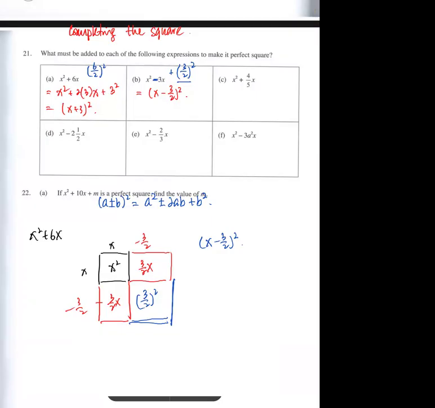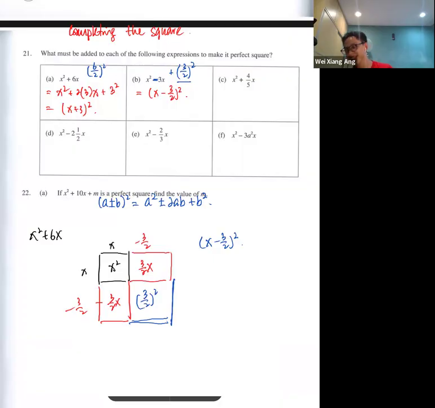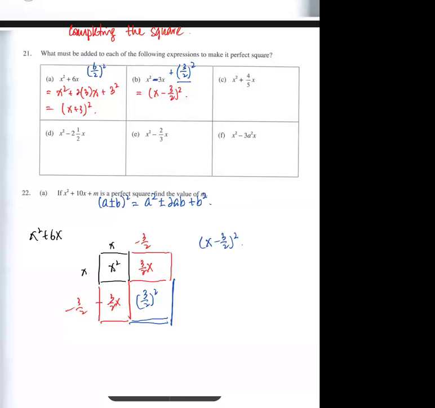What? Now only you ask what? Talk so long, you only say what? Which part do you still not get? Like, why you have to divide it by 2 and square it?